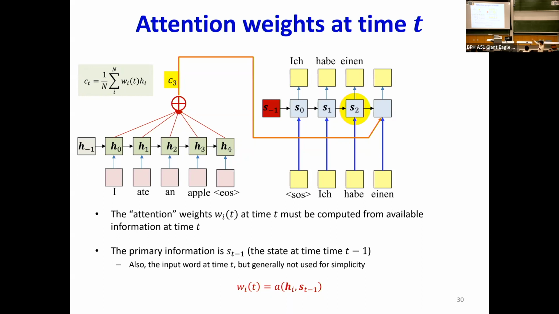So anything that's going into the network at that point, including all the words. If you're just using the simple recurrent network, then the word "einen" is the only one that's going in, right? And then the hidden state S2.